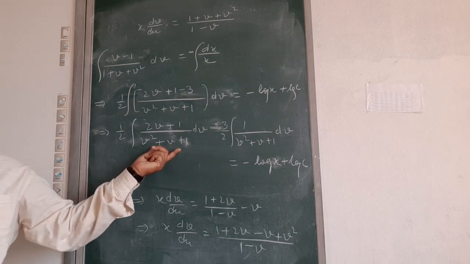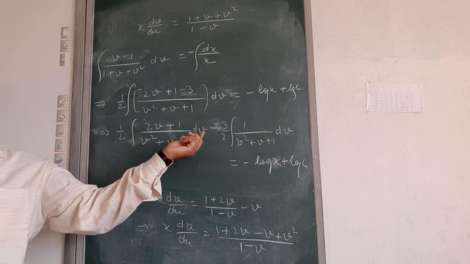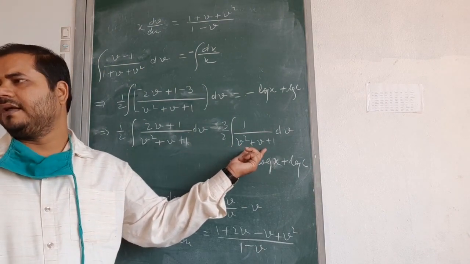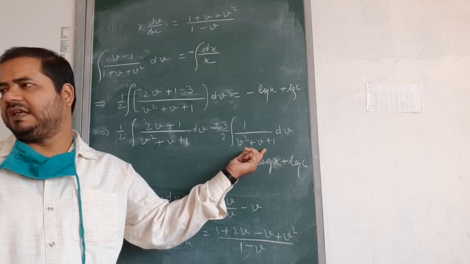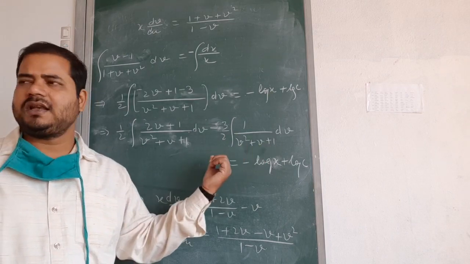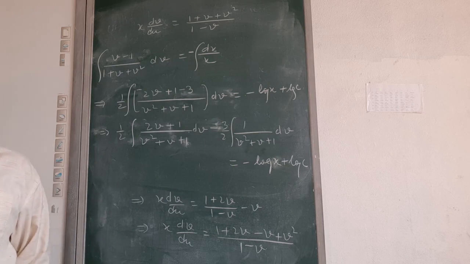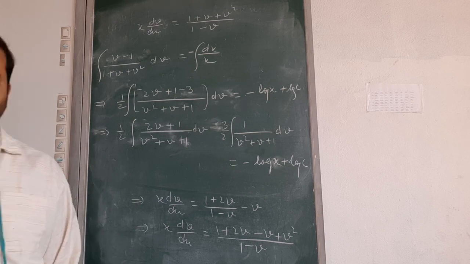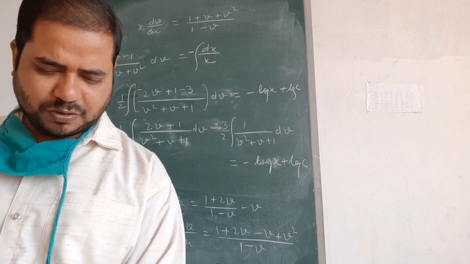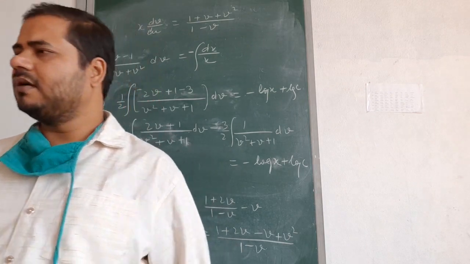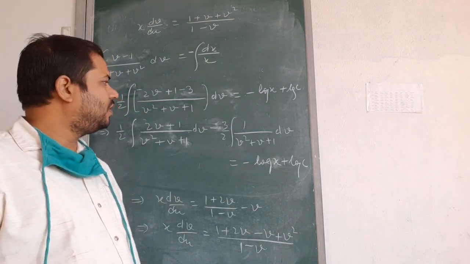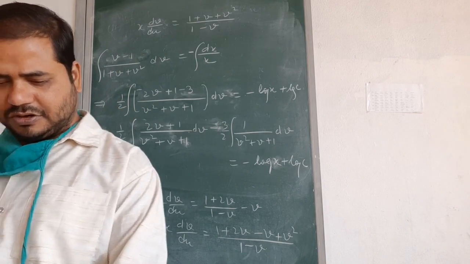Now if we put this as a t, then 2v plus 1 dv is equal to dt. This is integrated simply, and this one is 1 upon ax square plus bx plus c. So you can integrate and put the value of v, and then replace the value of v as x and y, and you will get the solution. So this is also example number 15 in your book, so you can take help from that and complete this question.